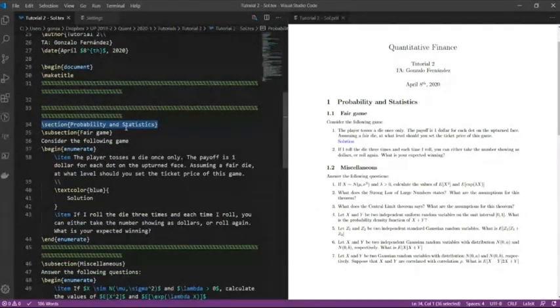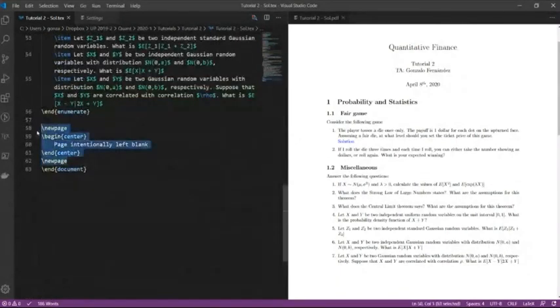And we're going to start out with a section. So our section appears bigger than the rest of the titles, because this is a subsection. Our first subsection is fair game. So we're going to review a little bit of probability. Okay?